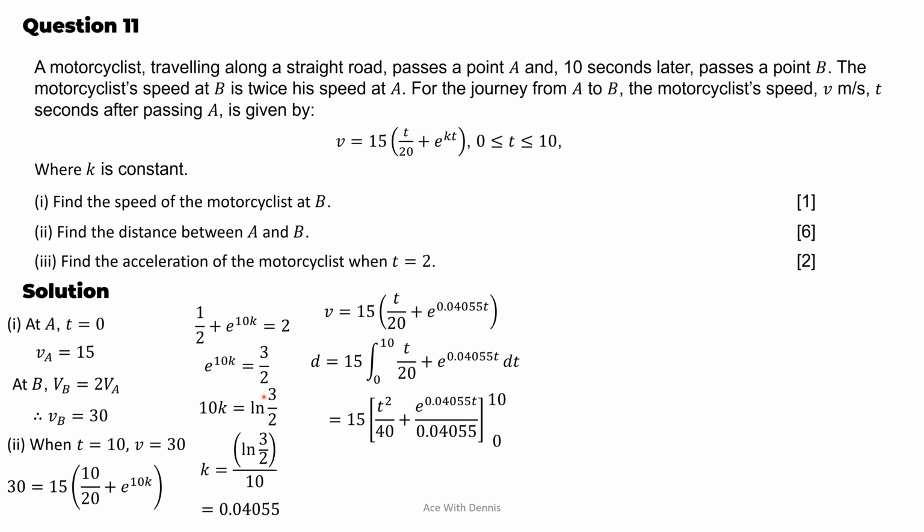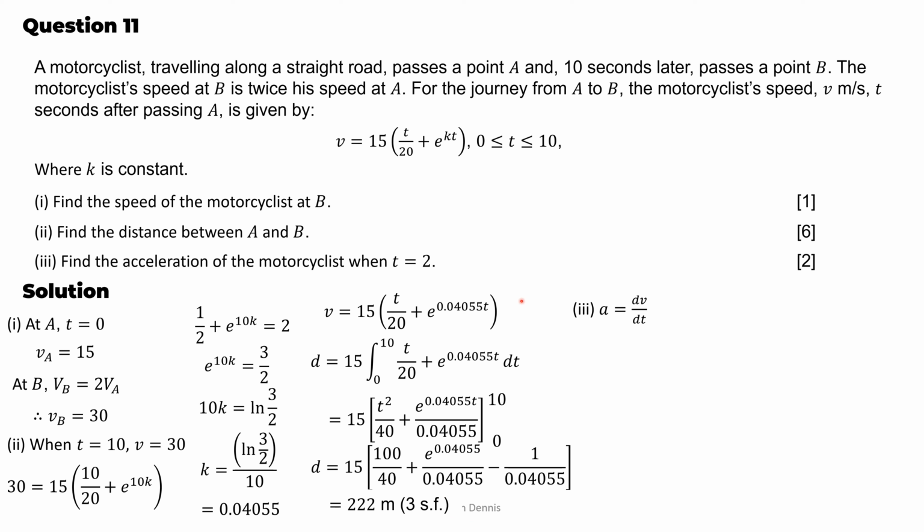Then we can start to integrate. We get 15 bracket t squared over 40 plus e to the power of 0.04055 t over 0.04055, from 0 to 10. Then we just substitute the values. We get d equals 15 bracket 100 over 40 plus e to the power of 0.04055 over 0.04055 minus 1 over 0.04055. Then the rest we just press calculator. We get the answer for the distance between A and B is 222 meters, which has been rounded off to 3 significant figures.